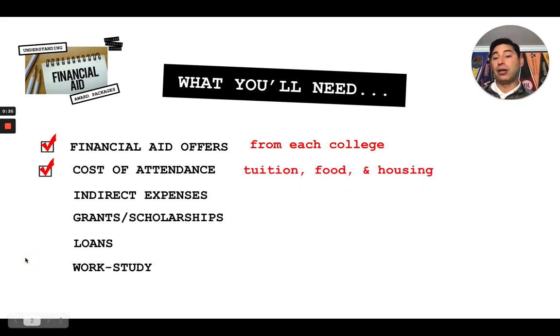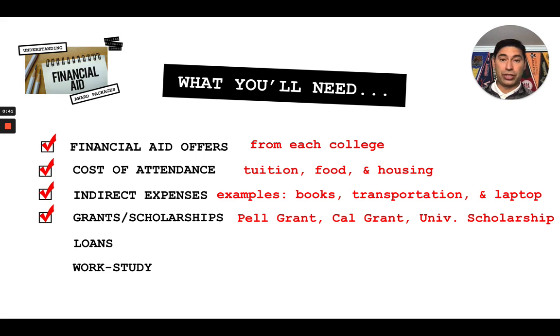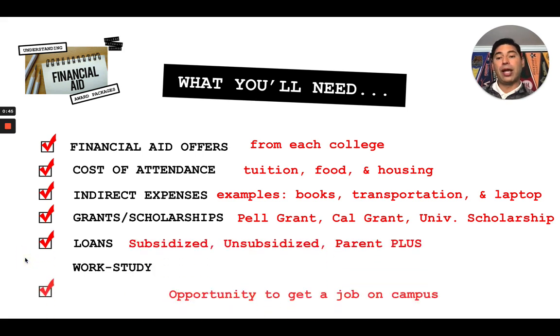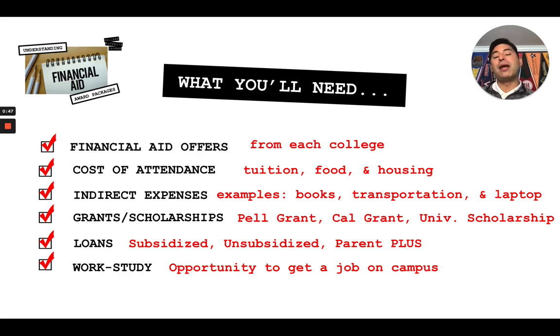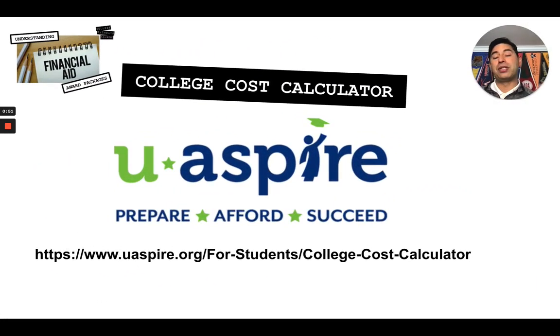And you'll see these here: the cost of attendance, indirect expenses, grants and scholarships, loans, and work study. We're going to be unpacking these terms throughout this video. So the first step is to create that free account, uAspire College Cost Calculator. You can do that through this URL here, or Google it and set up the account that way.